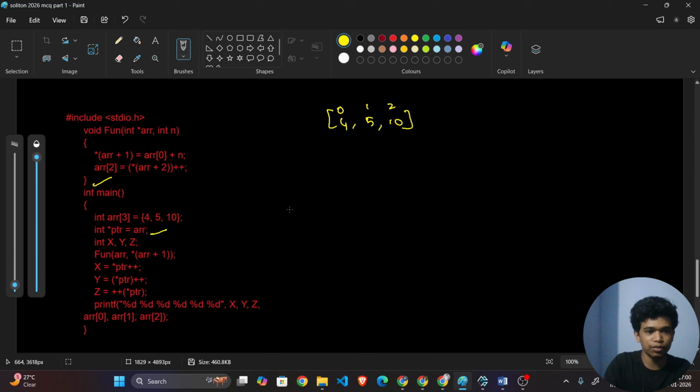Now, at this point, for PTR, I am initializing it with the array, which means in my pointer I am initializing the base address of this array. For example, if you assume the base address starts from 2000, then PTR is equal to 2000. Simple. Now, what is the next thing? I am declaring XYZ.